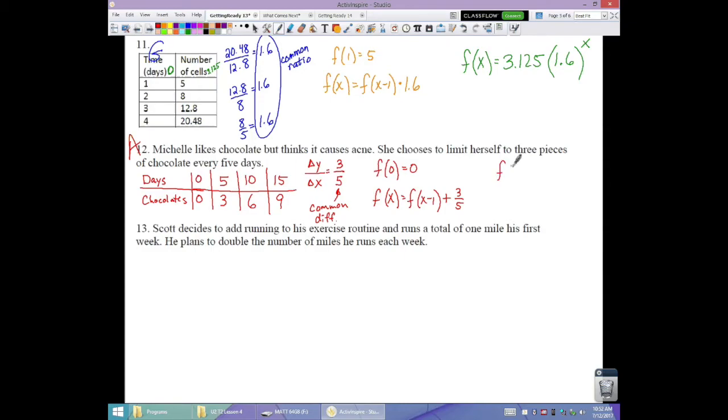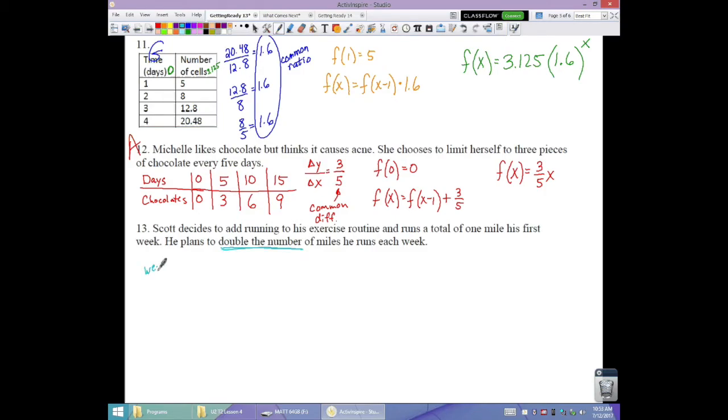Our explicit formula in slope-intercept form, f of x equals 3/5 x, and then the 0th term is 0. You can write plus 0 or just leave that off completely. All right, 13. Scott decides to add running to his exercise routine and runs a total of 1 mile his first week. He plans to double the number each week.